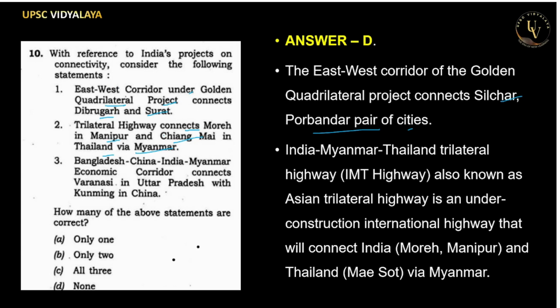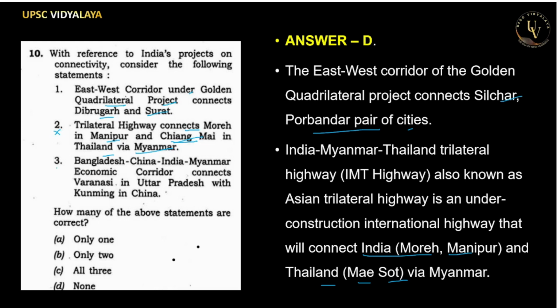And second, the trilateral highway connects Moreh in Manipur and Chiang Mai in Thailand via Myanmar. So the trilateral highway is constantly in the news. So what all places does it connect? Definitely it connects Moreh in Manipur and Mae Sot in Thailand via Myanmar. So it is not Chiang Mai. Okay, it is Mae Sot in Thailand. So this is a little, it is facts oriented. So a little more facts oriented questions have been asked this time.